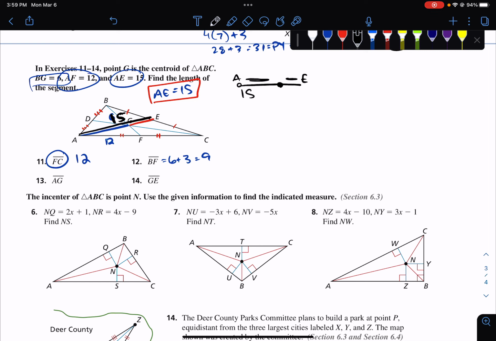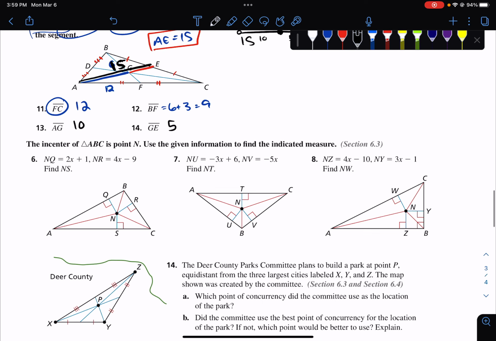So for example, if this is 4, this is 8. But that doesn't work because those don't combine to be 15. So this piece has to be 10, and this piece has to be 5. So from A to G is 10, from G to E is 5, since those add up to 15, and one of them is double the other.